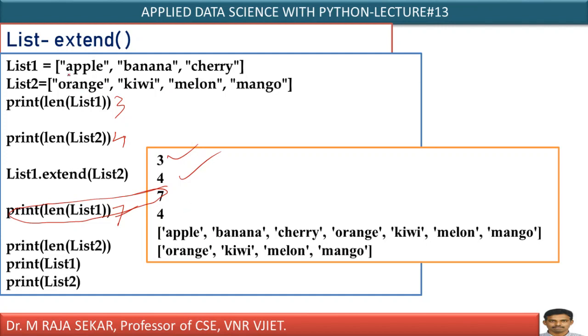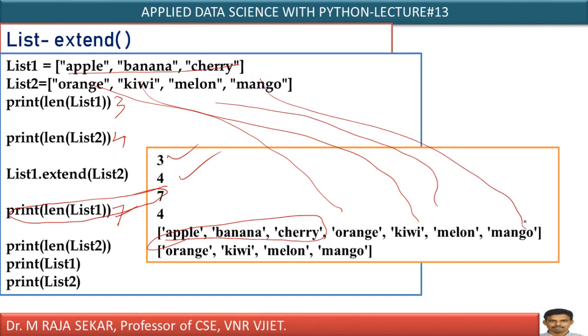Just see. Apple, banana, cherry. Apple, banana, cherry. These are orange, this is orange, this is kiwi, this is melon, this is mango. In the case of the append function, this entire list is considered as a single element. But whereas in the case of the extend function, each element will be added individually. Therefore, the length of the list is incremented by 4. But whereas in the case of append, it is incremented by 1. That's why 3 became 4. But here we are adding 4 individual elements. Therefore, 3 becomes 7.